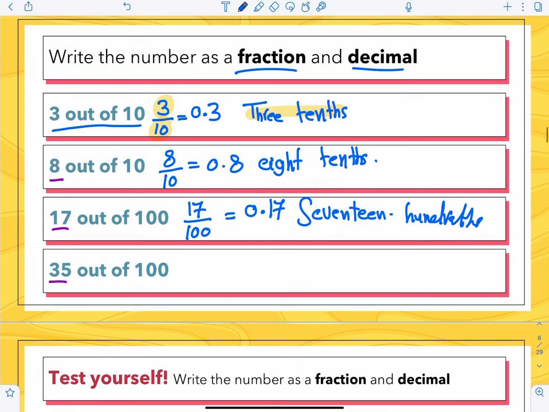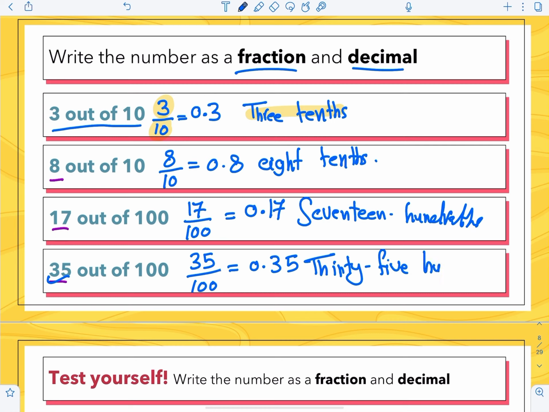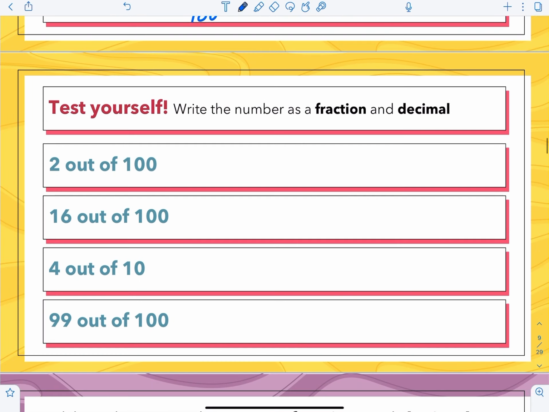The last one here, I have 35 out of 100, meaning I have 35 shaded parts out of 100 parts. As a decimal, this is 0.35, and in words, this is going to be 35 hundredths. Now I want you to test yourself. Write the fractions, the decimals, and the words for each one of these numbers.